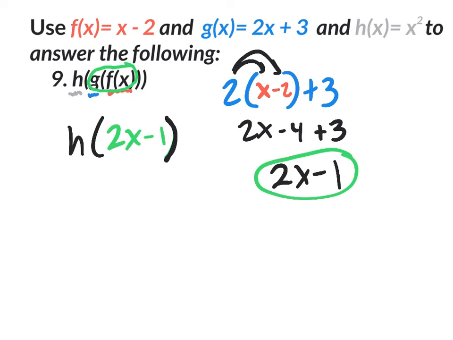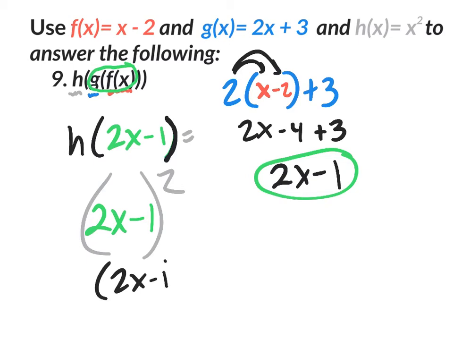And let's plug in that 2x minus 1 into the h of x function, the gray h of x function. So the gray h of x function is simply x squared, and we're plugging in that value 2x minus 1. In order to do this, you're going to have to write that binomial 2 times. 2x minus 1 times 2x minus 1.